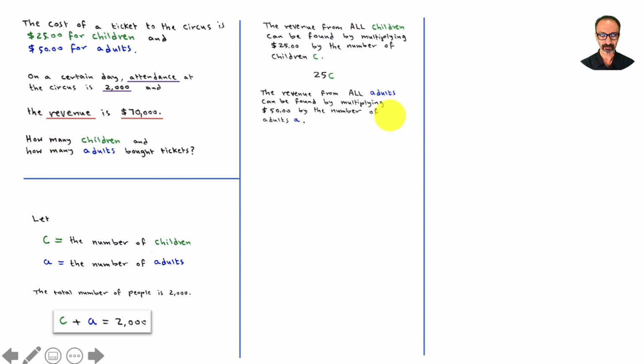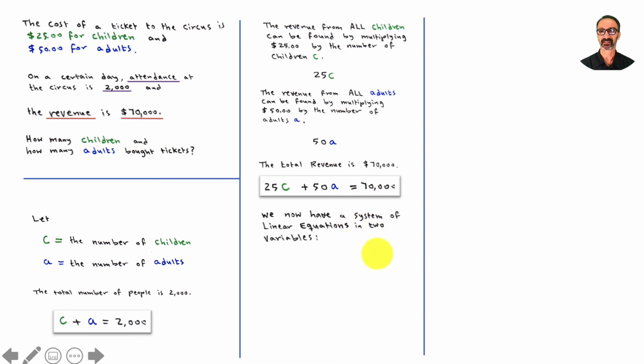Same concept. The revenue from all adults can be found by multiplying $50 by the number of adults A. So if I sell 4 tickets for adults, that's 50 times 4, which is 200. And that should make sense, 50 times A in general. Now let's combine them and talk about money. The total revenue is 70,000, given to me right here. So 25C plus 50A should add up to 70,000.